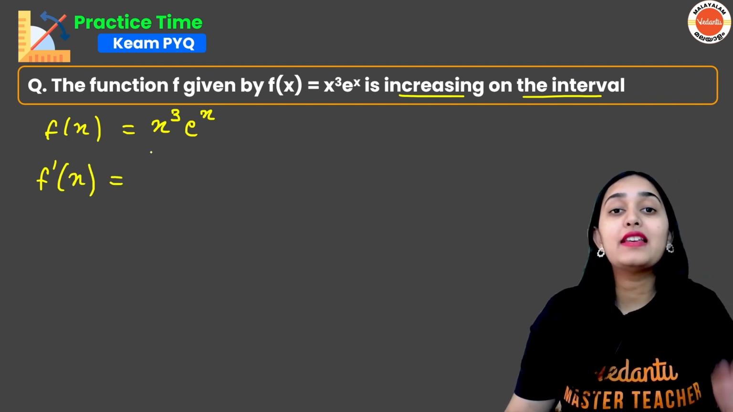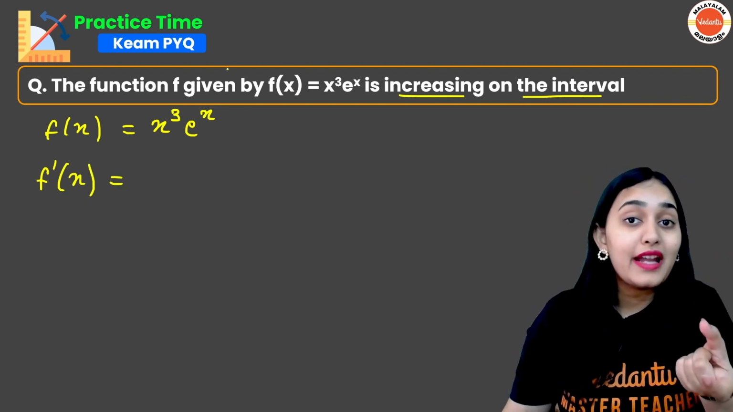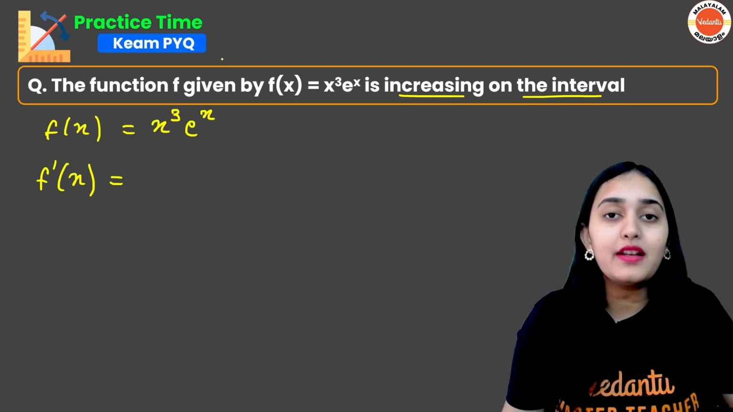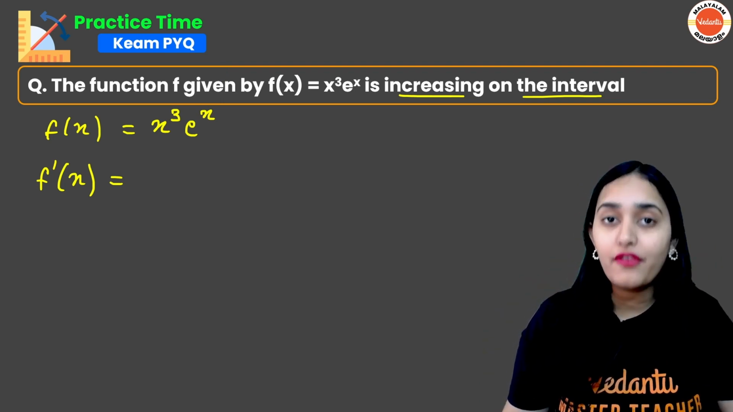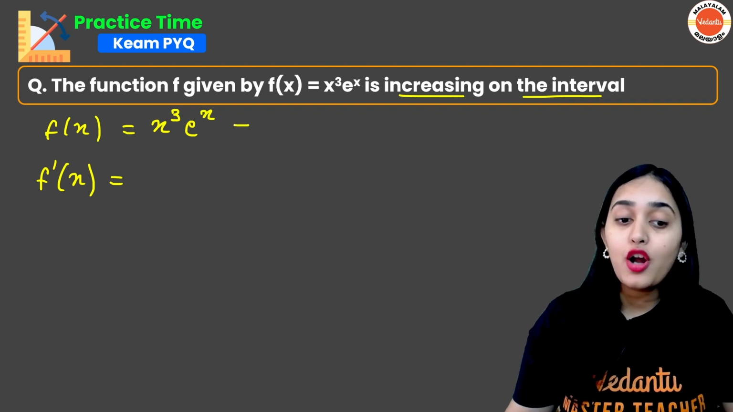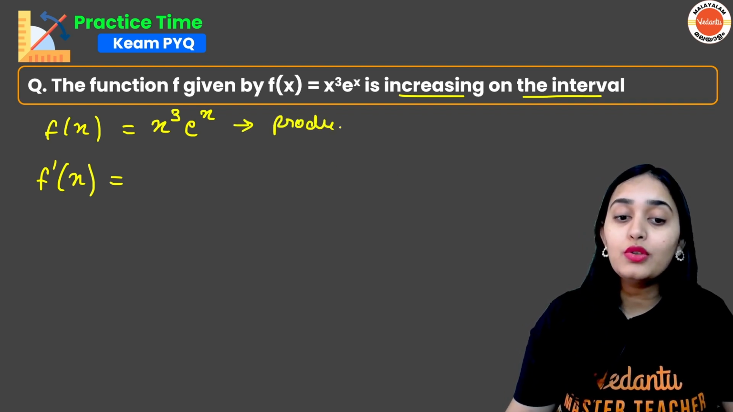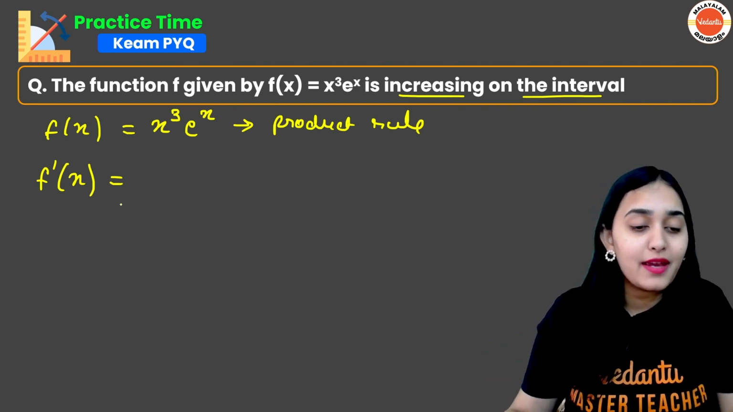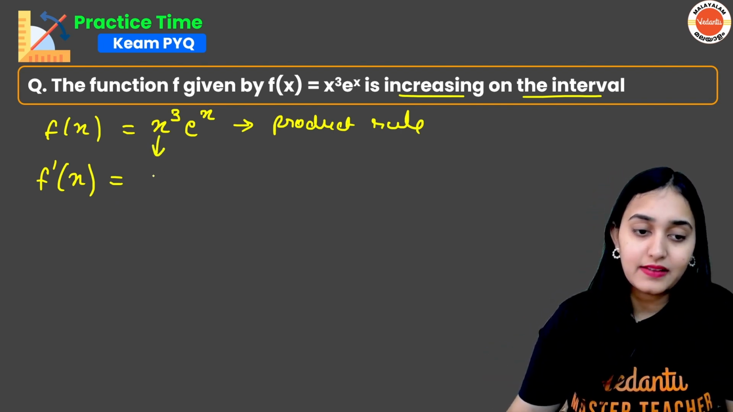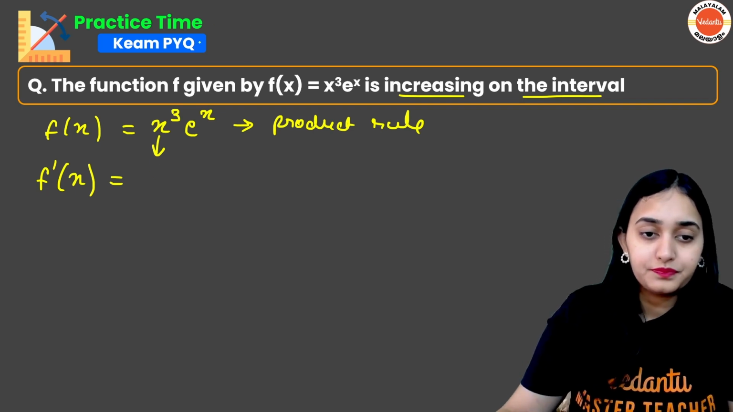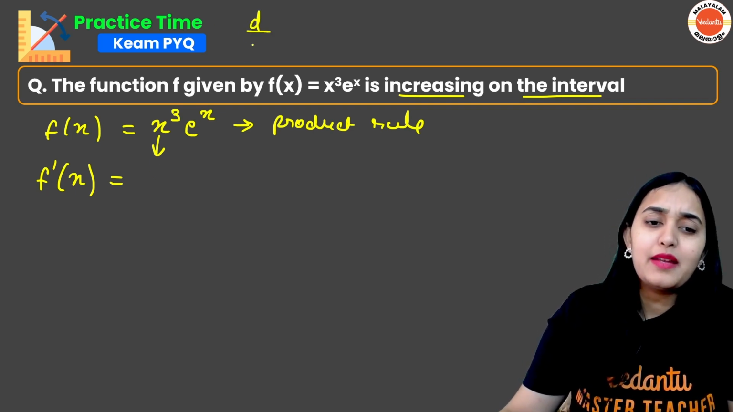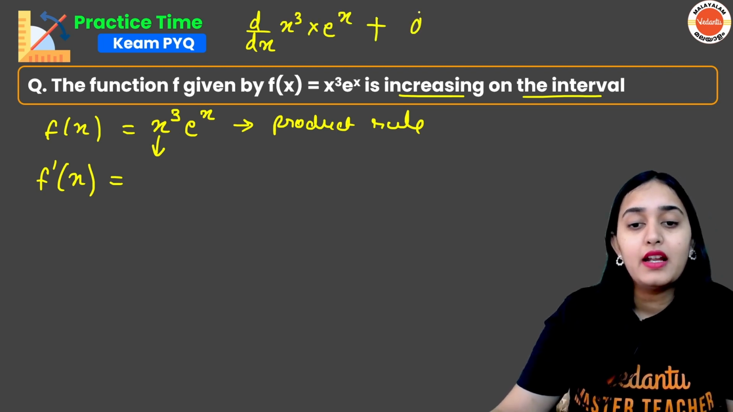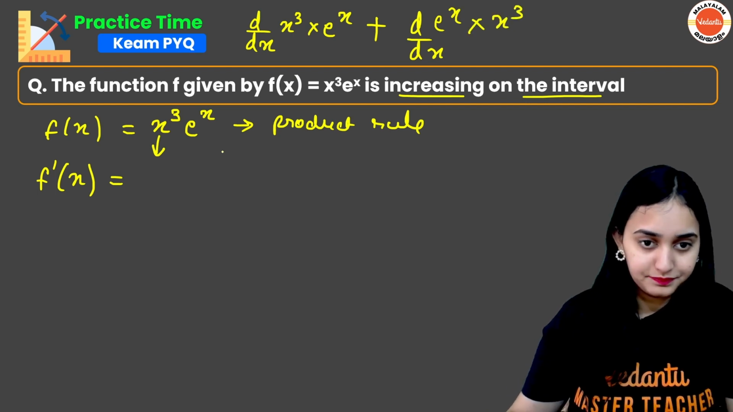F dash of x, you derive it. How do you derive it? Just before this chapter, I have taught you continuity and differentiability. There I have taught you the product rule. If two functions are multiplied, how do you derive them? First, derive this. Now, it will be basically d by dx of x cube into e to the power x plus d by dx of e to the power x into x cube, like this.